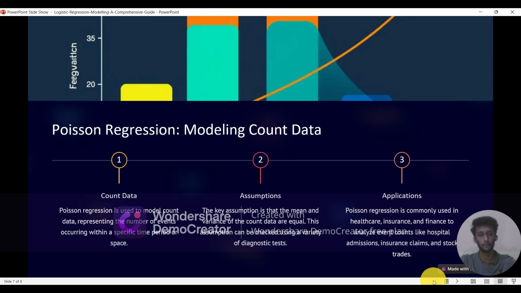Third is application. Poisson regression is commonly used in healthcare, insurance, and finance to analyze event counts like hospital admissions, insurance claims, and stock claims.